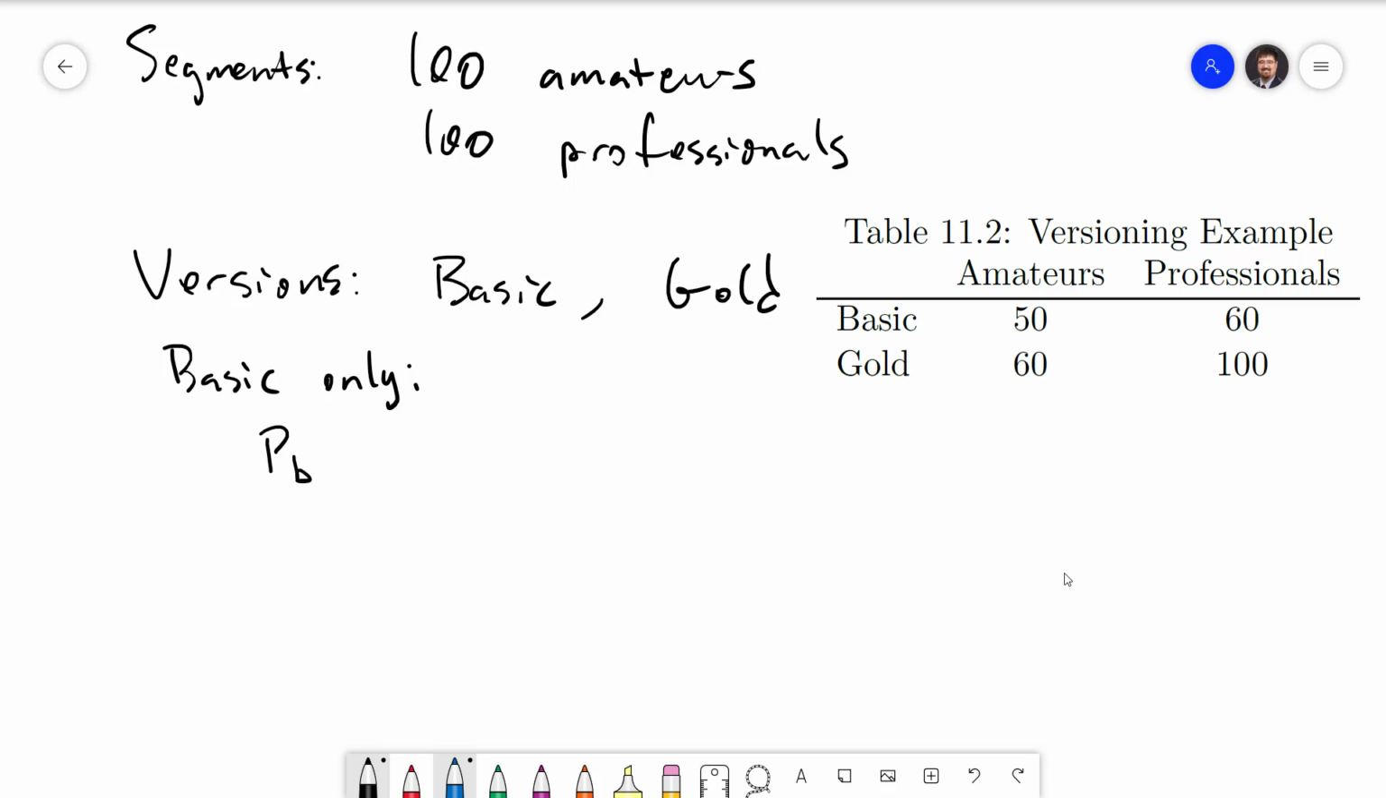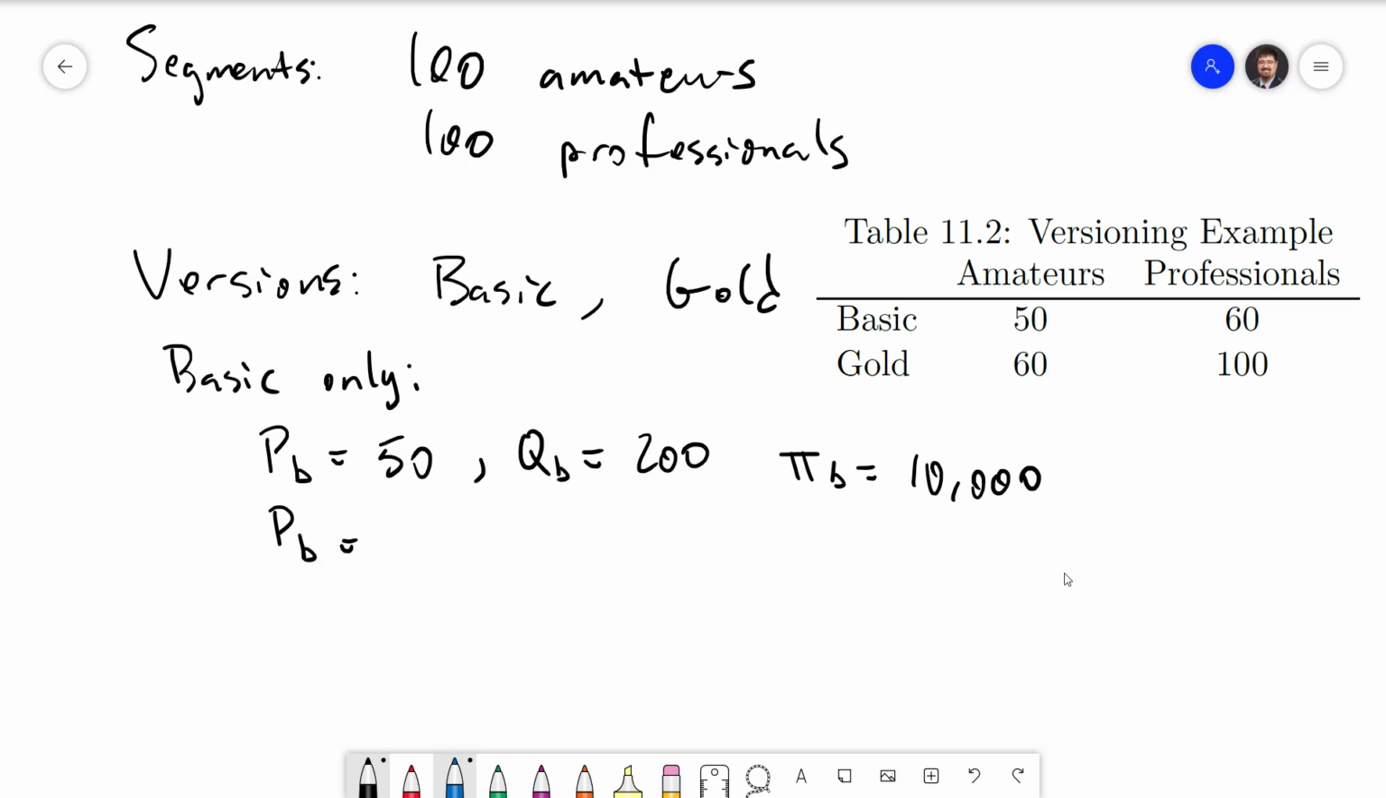If we price the basic version at 50, then our quantity will be 100 amateurs and 100 professionals. Both are willing to pay that, so we get 200, and our profit will be 50 times 200, which is 10,000. Note that revenue and profit are the same here because there was zero marginal cost. If there is a cost, then we need to factor that in when we calculate the profit.